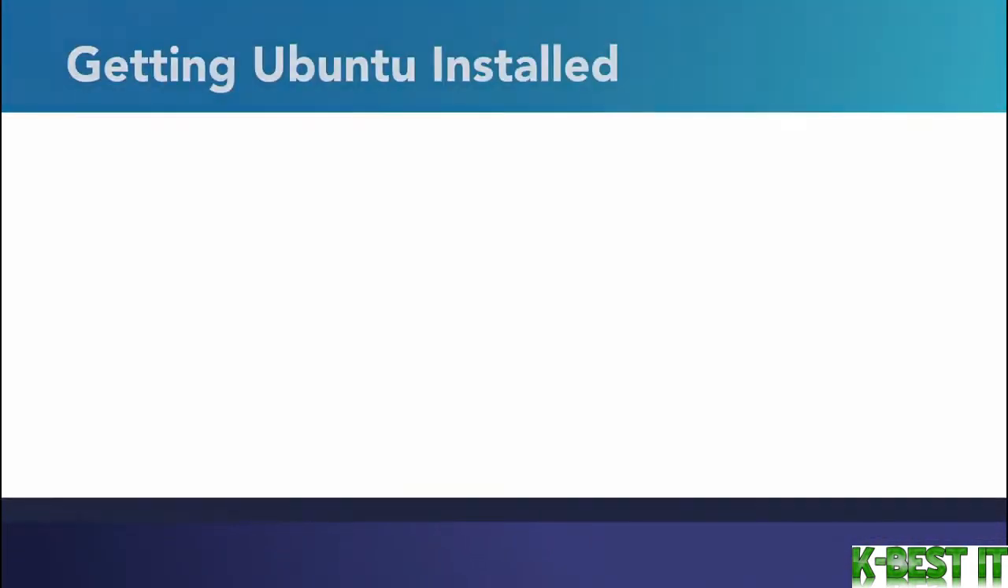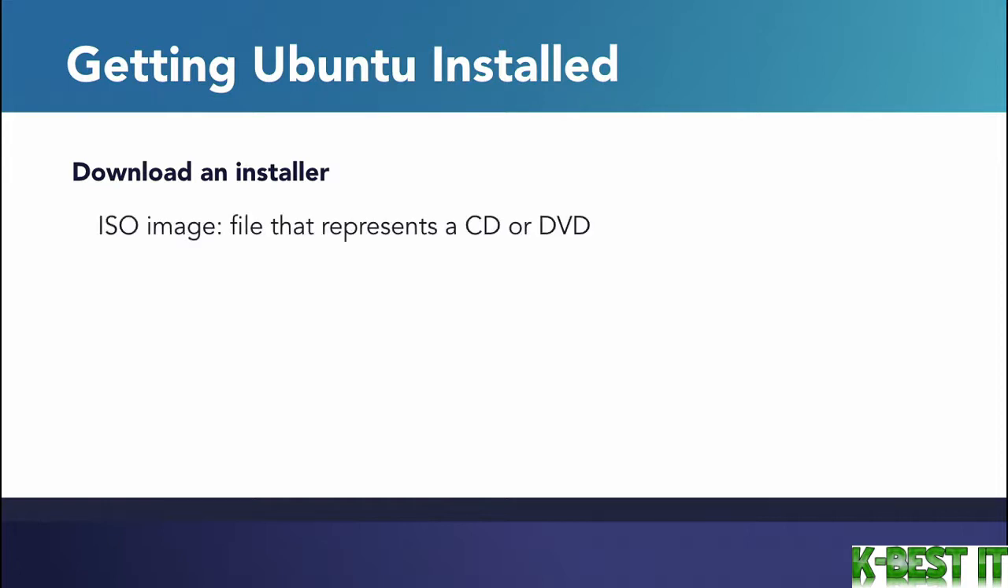If you don't already have an installation of Ubuntu, let's take a few minutes to get it installed. In order to get Ubuntu installed in an environment where we can learn about it, we need to get the installer. Linux installers come as disk images, large files that represent a CD or DVD, called an ISO file or ISO image. We can download these files from a distro's website.